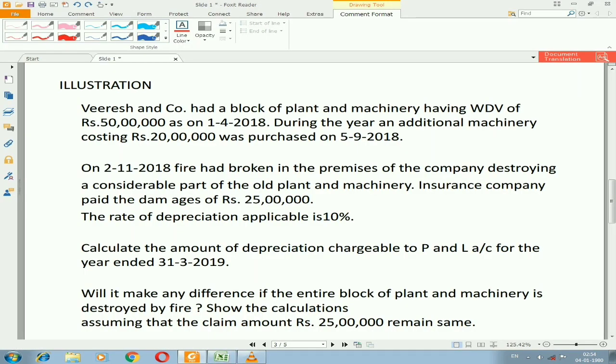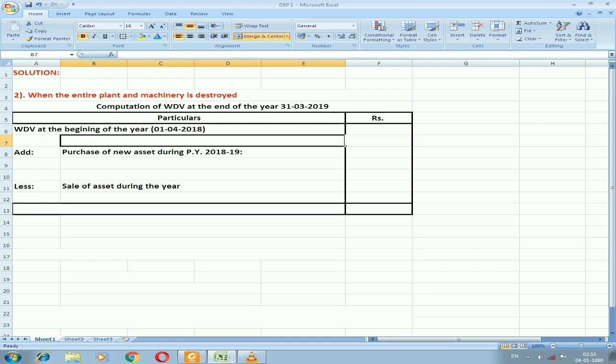In the illustration, we also have a second question. We are supposed to find out the answer for that separately. Here they have asked us, will it make any difference if the entire block of plant and machinery is destroyed by fire? Show the calculation assuming that the claim amount of rupees 25 lakhs remains the same. So here you can see I have made it as a second one.